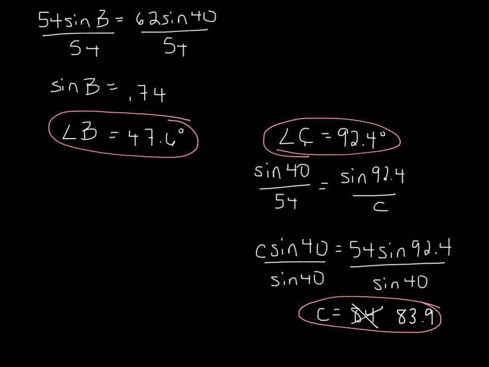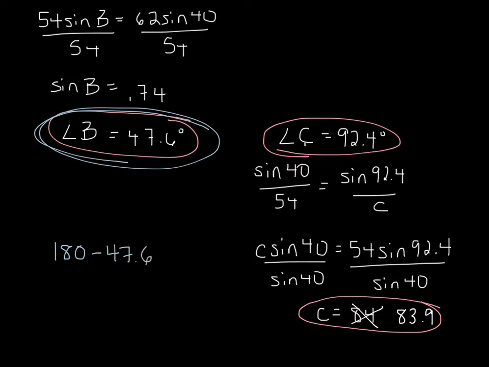Remember, the first thing that you do to find out if there is a second triangle is you do 180 minus the first angle you solve for, which in this case was angle B. So I'm going to do 180 minus 47.6. And for this, I get my angle B might also be equal to 132.4 degrees. I have to use the first one I solved. If I tried to use the 92.4, this would not work.